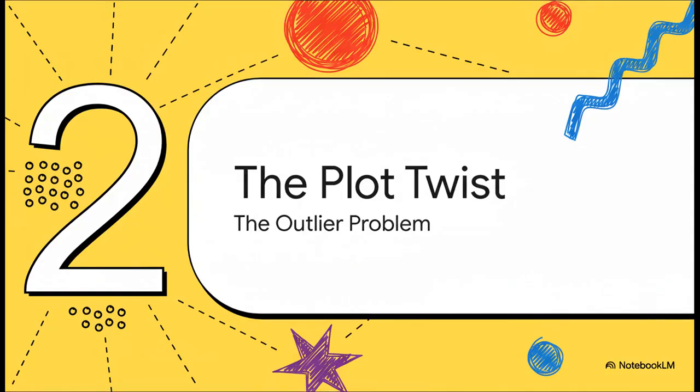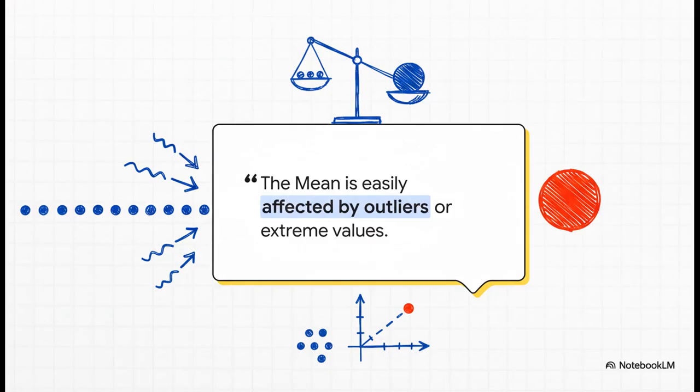And this is where we get a plot twist. See, the mean has this one major weakness, a fatal flaw, you could say, that can make it totally misleading. It's what we call the outlier problem. So here's the deal. An outlier, that's just one single value that's either way, way higher or way, way lower than everything else. It can completely wreck the mean.